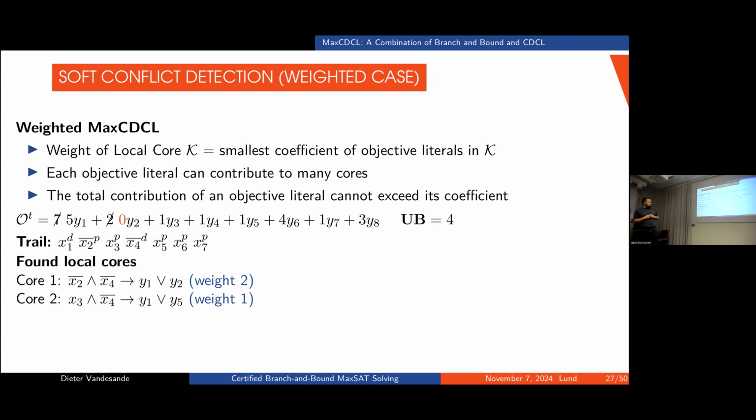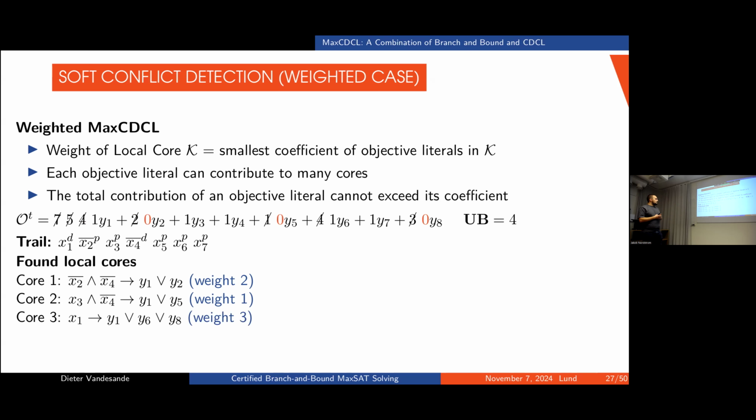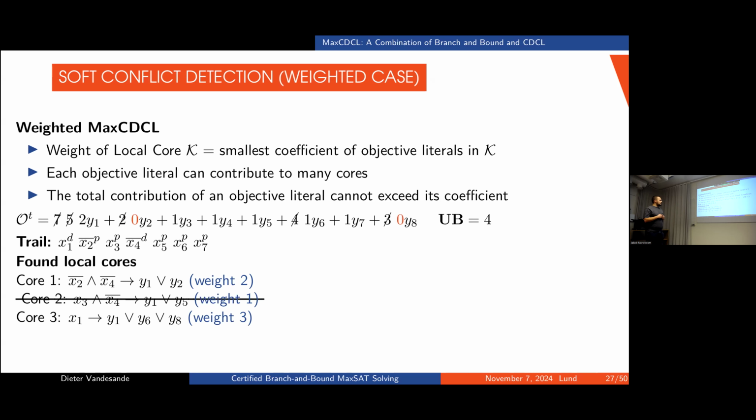Next, we find a new core with y1 and y5, and we do exactly the same again. We have weight 1 for this core, so we subtract 1 from both objective literals in the core. And then we find a new core with y1, y6, and y8, which cannot be true at the same time. So we do the same thing, but now we see that we have enough with these two cores.